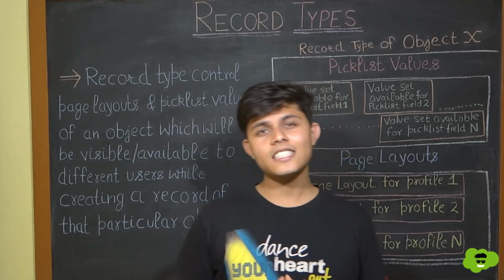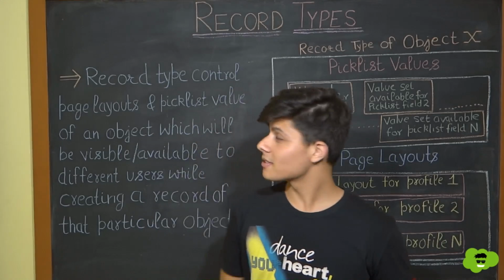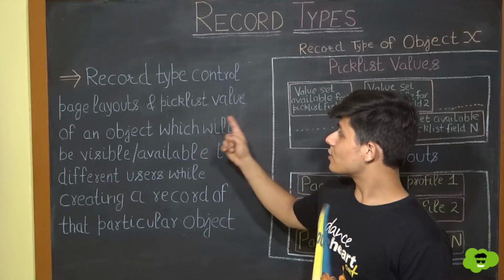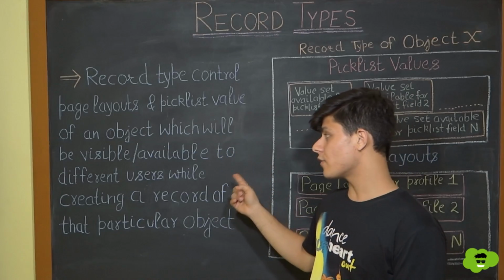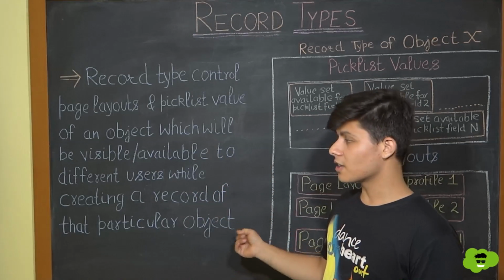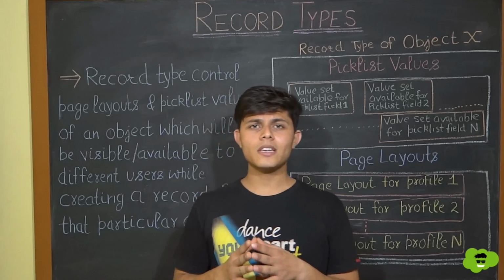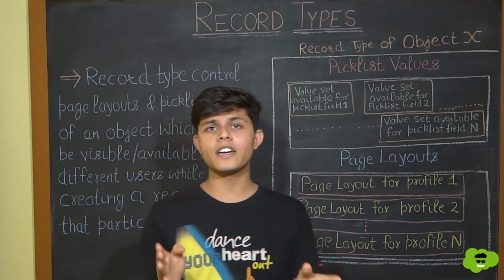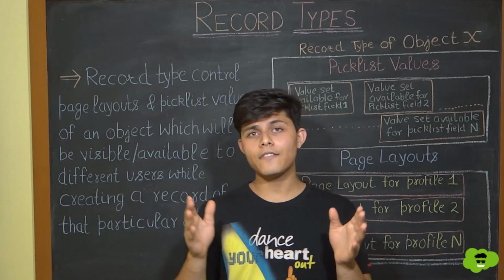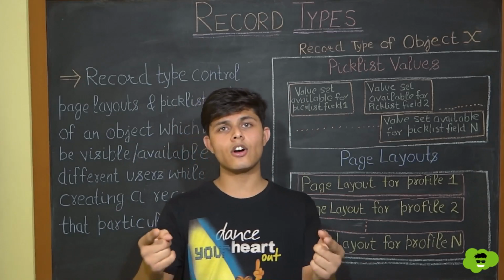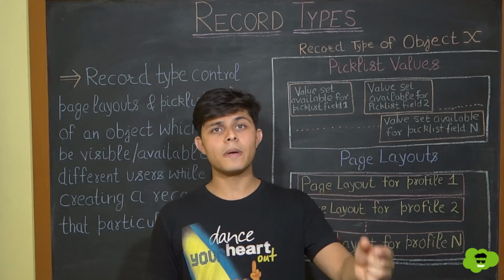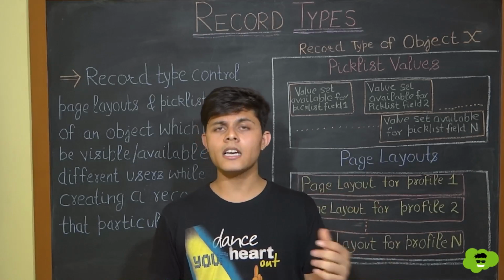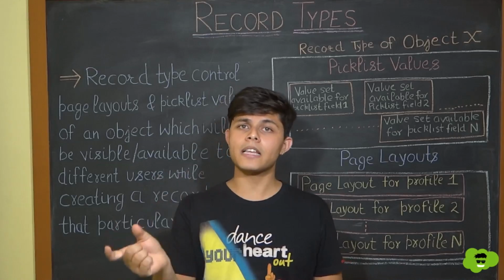Record types. Let's see what the definition of record types is. Record types control page layouts and picklist values of an object which will be visible or available to different users while creating a record of that particular object. What that means is that we can assign different record types to different types of users based on the profile. Whenever those users create a record of that object, they'll see different picklist values based on the record type they are assigned. And also they can see different page layouts.